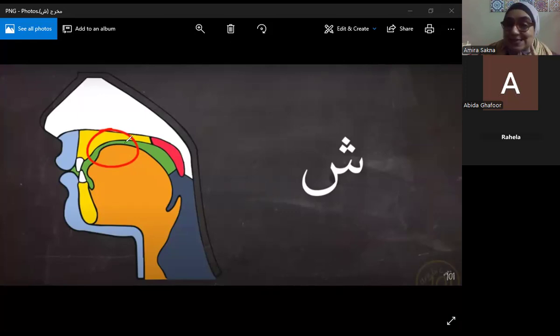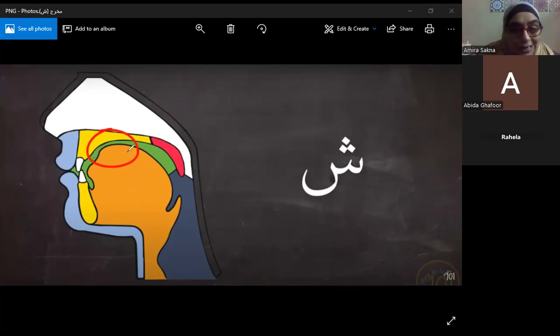There is no full contact like with Jim. So the middle part of the tongue is raised toward the hard palate, leaving a distance in between to allow the voice to run through this articulation point.